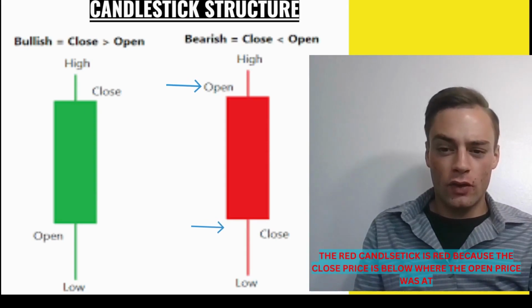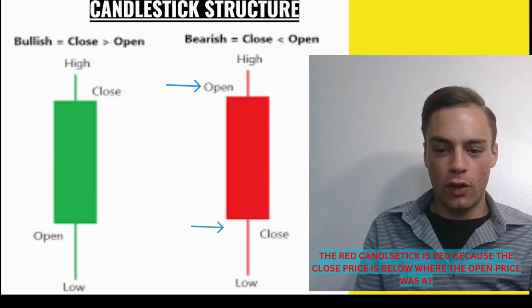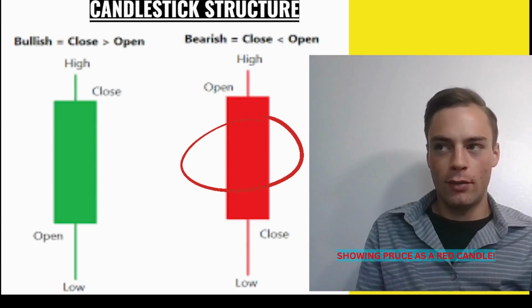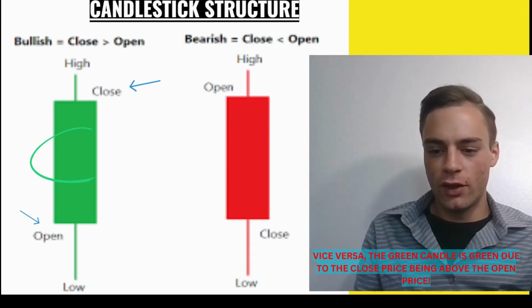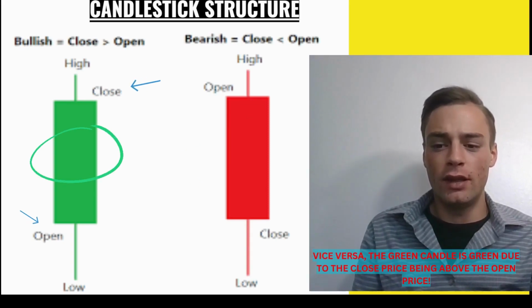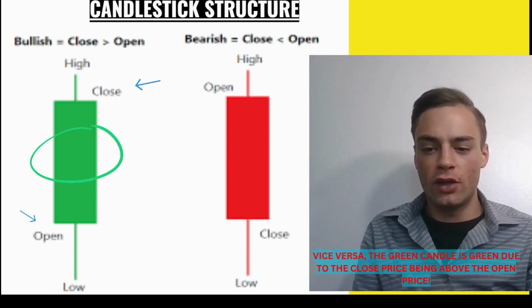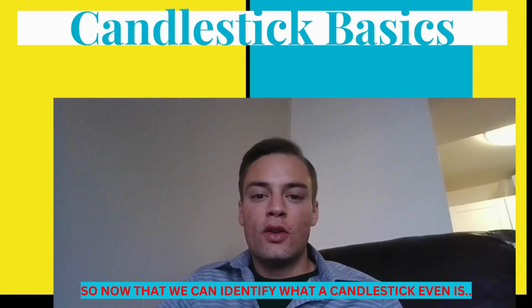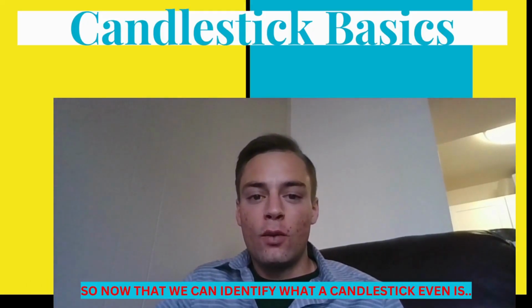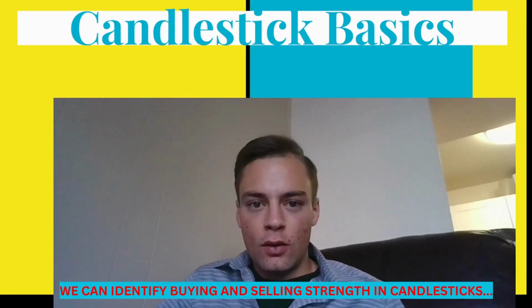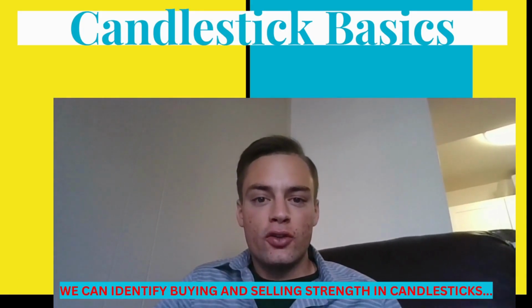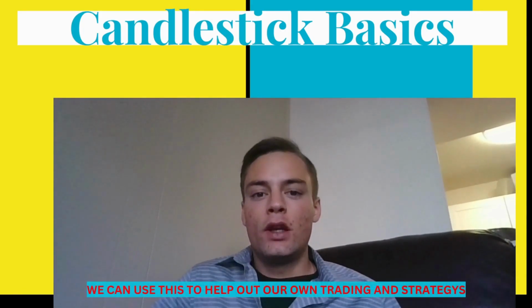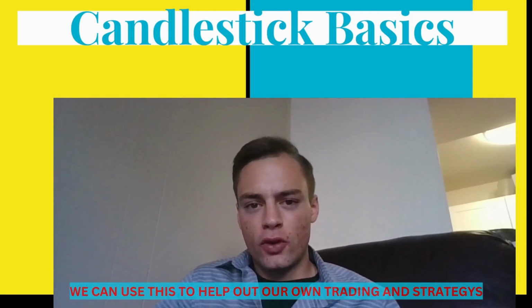The red candlestick is red because the close was below where the price opened at, causing the candlestick to turn red. And vice versa, the green candlestick is green because the close is above where price opened at. So now that we know how to identify what a candlestick even is, we can identify buyer and seller strength in candlesticks. We can use this to help out our own trading and our own strategies.